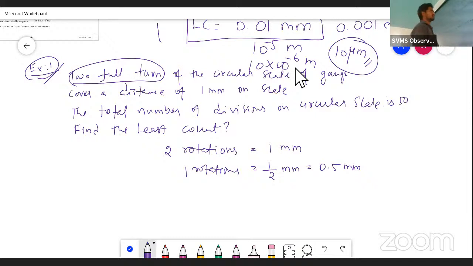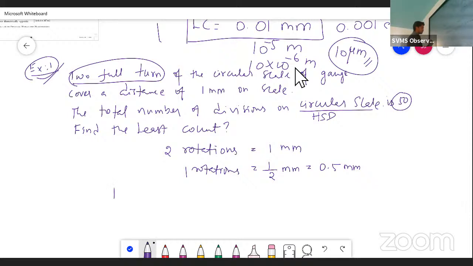This is nothing but the pitch. I mean, the distance between two consecutive threads is called the pitch. One rotation means 0.5 millimeter. This is the pitch. So I want to calculate this. What is the question? The total number of divisions on the circular scale is 50. Circular scale means head scale. Its scale division is equal to 50.